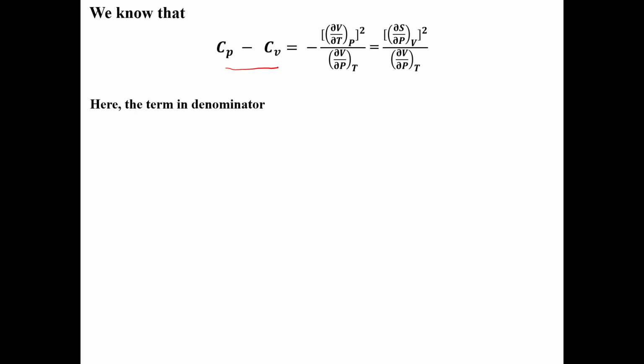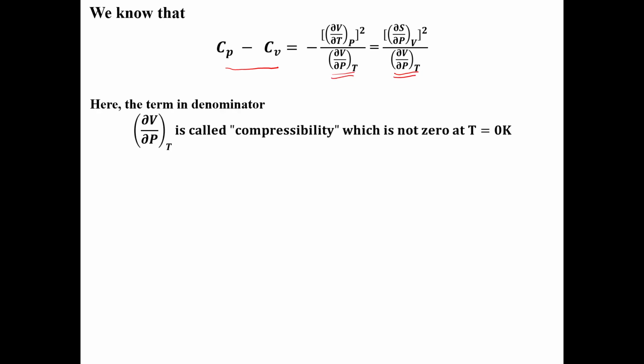And the term in the denominator is called compressibility. And this is not 0 at 0 Kelvin, because if it is 0 at 0 Kelvin, then this difference will become infinity. So keep it in mind that this compressibility, which is in the denominator, is not equal to 0 at 0 Kelvin.